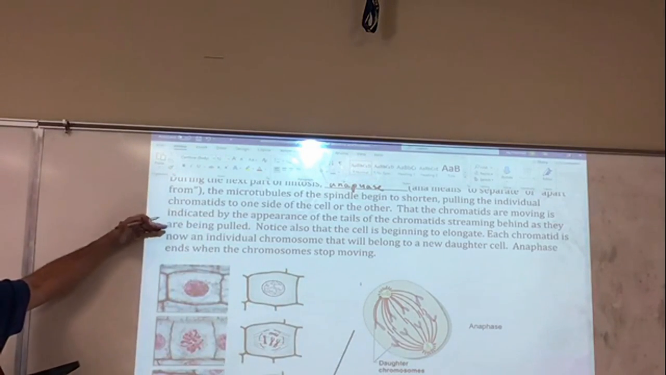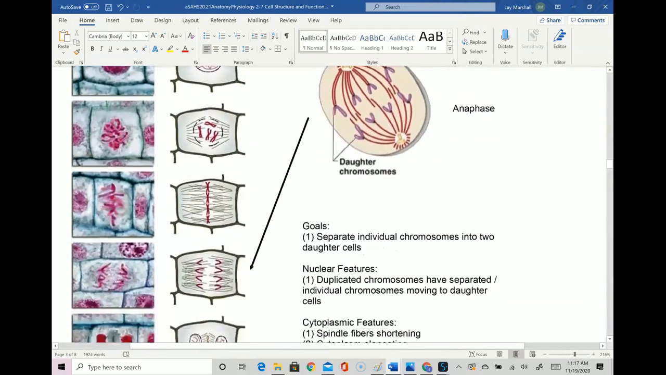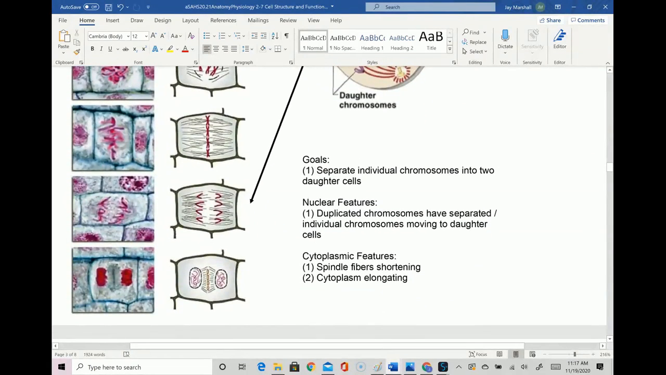So each chromatid is now an individual chromosome that will belong to a new daughter cell. Anaphase ends when the chromosomes stop moving. Okay? I only have one feature here that I'm concerned about. The duplicated chromosomes are separated, and the individual chromosomes are now moving into the daughter cells.